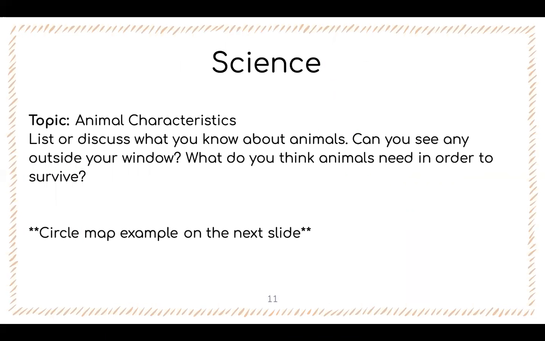In science, the topic is animal characteristics. You are going to list or discuss what you know about animals. Can you see any outside your window? What do you think animals need in order to survive? There is a circle map example on the next slide.